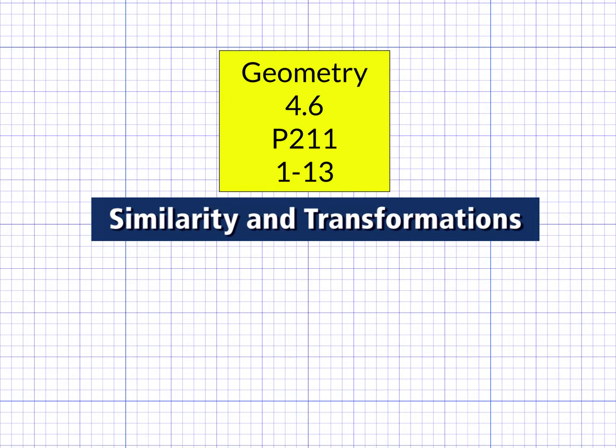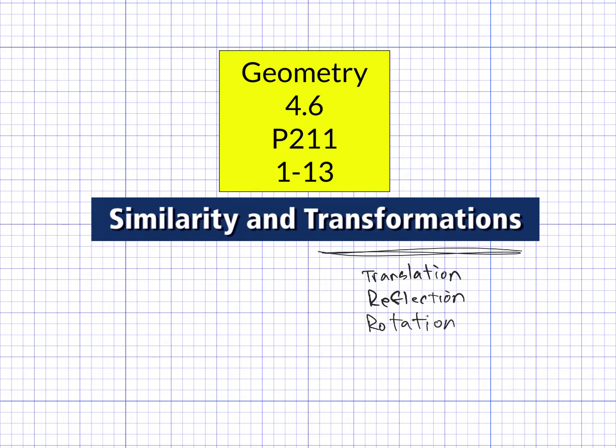We know our transformations. Okay, so you have translation, which doesn't change the shape at all, or the angles. Then we have reflection. Again, that didn't change anything. And then we had rotation, and rotations didn't change anything. The size and shape was exactly the same.